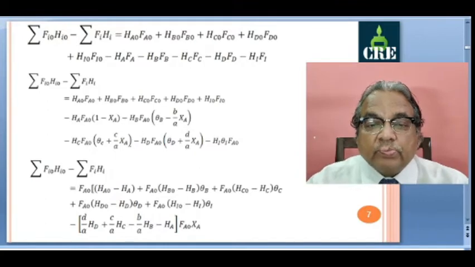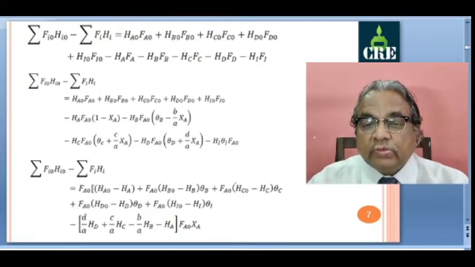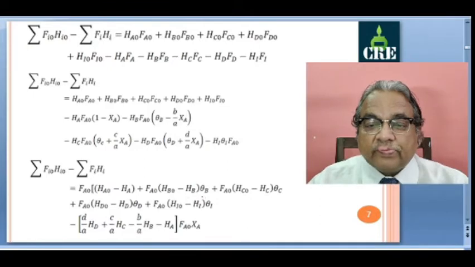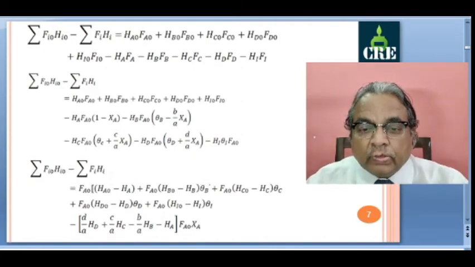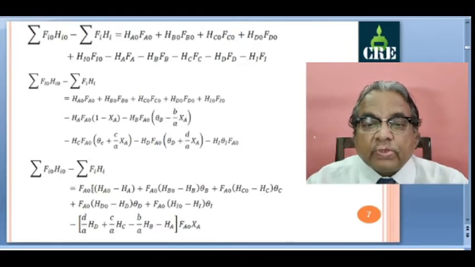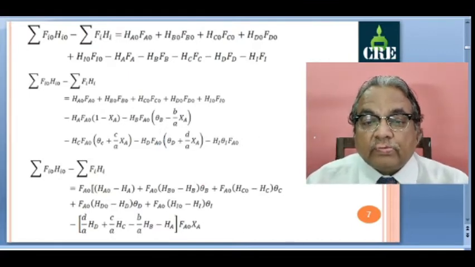Now if we solve this, simplify this, you can write Fa0 common. Here we have the Ha0 Fa0 term, and here with minus sign Fa0 into Ha. So Fa0 is common, Ha0 minus Ha. Similarly, you get Hb0 minus Hb, Hc0 minus Hc, Hd0 minus Hd and Hi0 minus Hi. And here we have all these terms. So this theta b is coming from here.